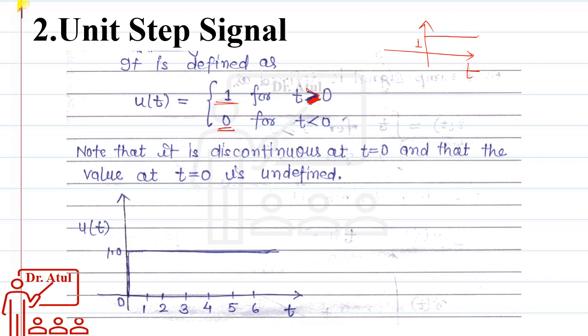Okay, but at t equal to 0 it is undefined. The value at t equal to 0 is not defined. Therefore, I have removed the equal to sign from here. Okay, for t greater than 0 it is 1, for t less than 0 it is 0.